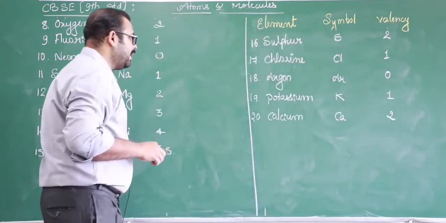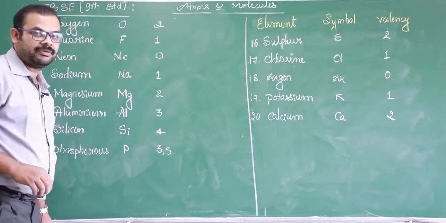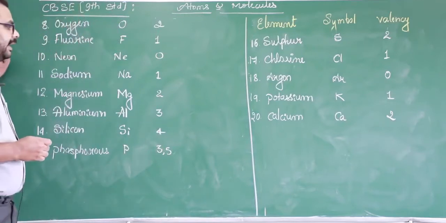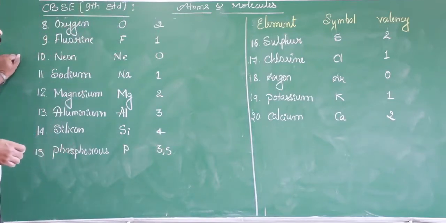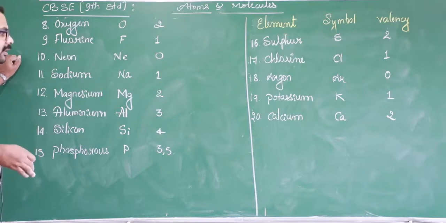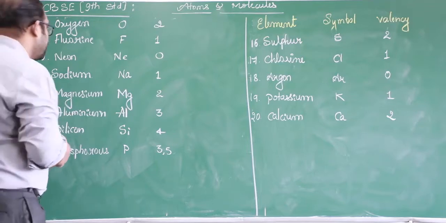Till now I have written the valency of elements 1 to 20, which are given in the periodic table. Apart from these elements, we have to remember the valency of some other elements also. While writing formulas, those are also very necessary, so I will write that.